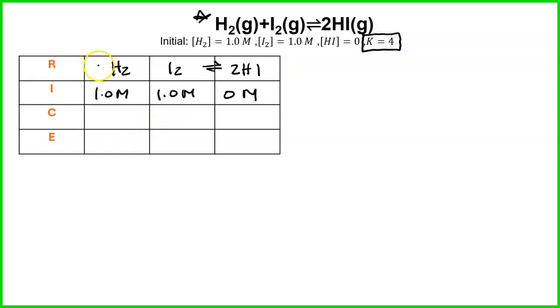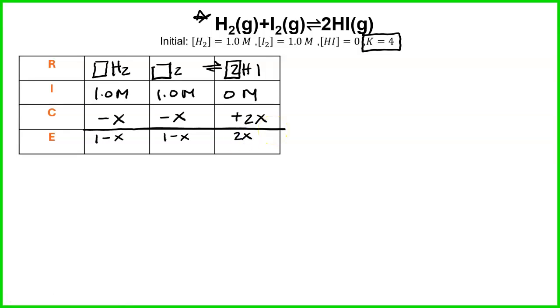For my change, it's going to be based upon the coefficient. Because there's no coefficient, I'll just say minus X. Same for I2, minus X. But because there is a coefficient here and it's a product, I'm going to add 2X. So subtract for your reactants and add for your products. Once I get to the equilibrium, I'm just going to add the initial and the change. So 1 minus X, 1 minus X, and then 0 plus 2X or just 2X.